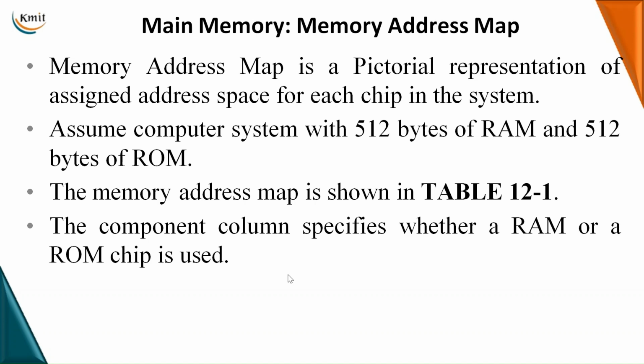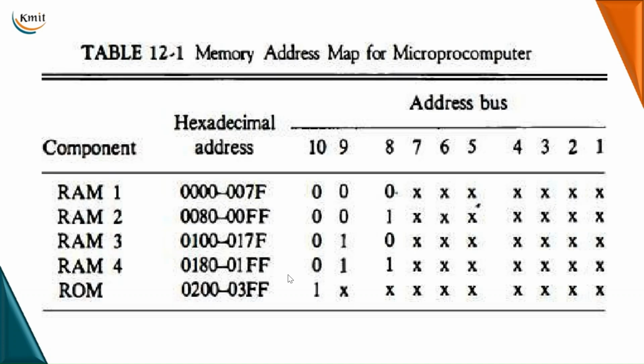So assume the same example we are considering, where we are assuming a computer system which contains 512 bytes of RAM and 512 bytes of ROM. Okay. Now let us look at the memory address map table. So this is the memory address map of your RAM and ROM chips present in your computer. So as per the diagram, we have 4 RAM chips and 1 ROM chip. So this memory address map table mainly contains 3 columns.